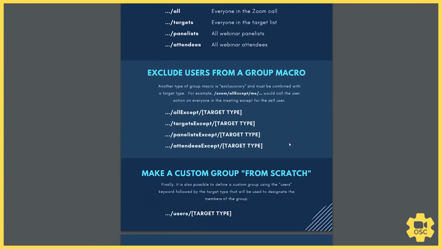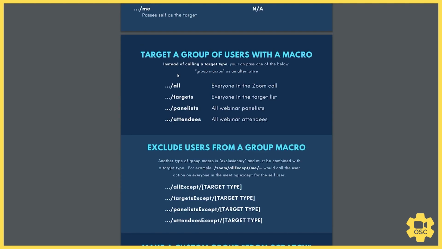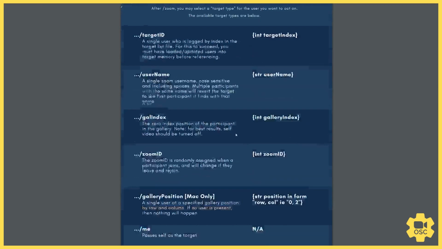Now, there is an additional type of macro, and this one is special. It's called an exclusionary macro. An exclusionary macro is the combination of one of these macros with one of these target IDs.